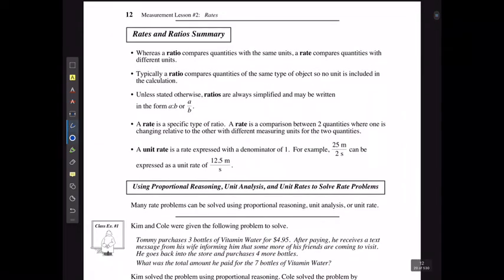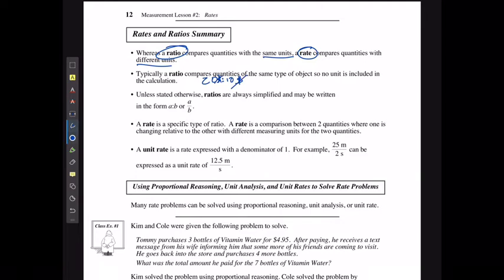So if we're going to summarize, a ratio is comparing two quantities with the same unit. A rate is with different units. Typically, a ratio compares quantities of the same type of object, so no unit is included in the calculation. Like if we're doing texts, or if we're doing dollar to dollar, or whatever it happens to be. If I said like $20 to $10, then I could cancel out the dollars on each side because it doesn't really matter.